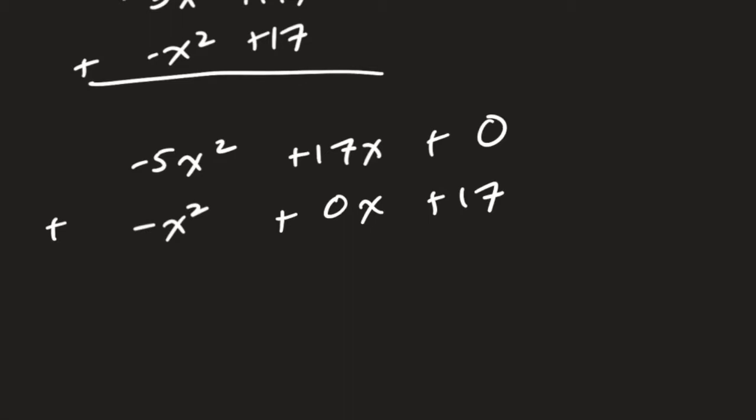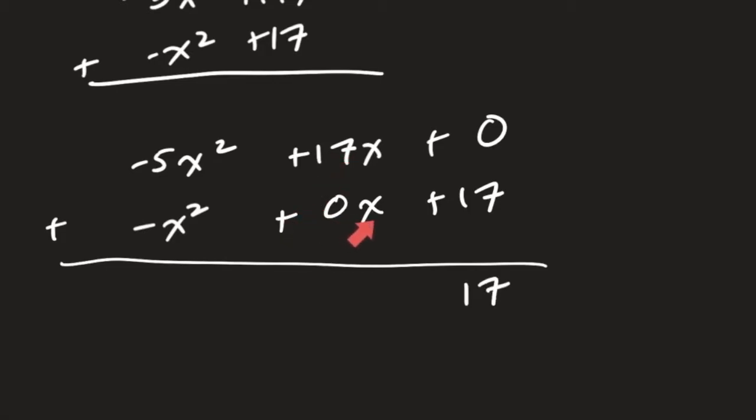So whenever I don't have that term that I need in order to make sure everything lines up really nicely, I'm just going to put in a 0 there just so that I know exactly what that means when I'm skipping that term. So I'm going to add going down. So I have 0 plus 17. That's going to give me 17. I have 17x plus 0x. This is really the same as 0. So this is going to be plus 17x.